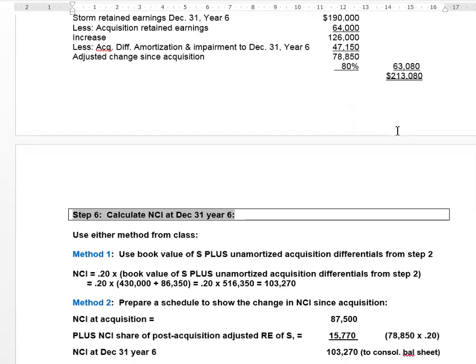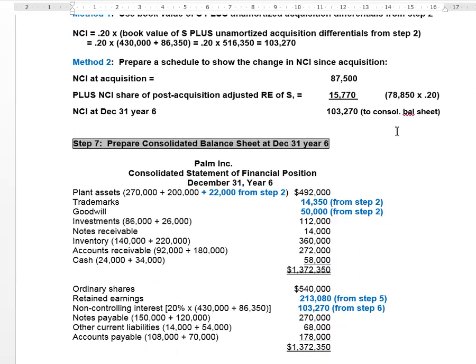So now if we go back to the consolidated balance sheet, we'll see here we've got investments, 86,000 plus 26,000. Those are current assets. We've got our notes receivable, which is 14,000. Don't forget, that's only held by one of the entities. Inventory we can see is 140,000 plus 220. That's the parent's plus the sub's. Accounts receivable, parent plus sub. We already have that number here. And cash, parent plus sub. And we get 58,000.